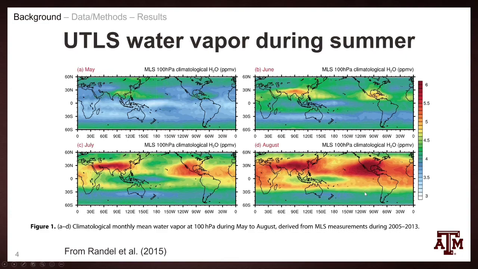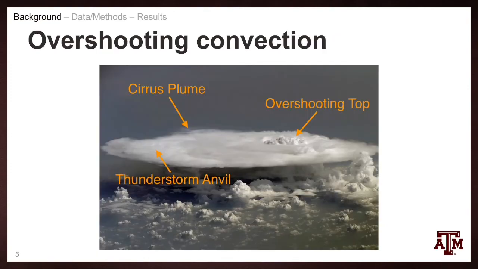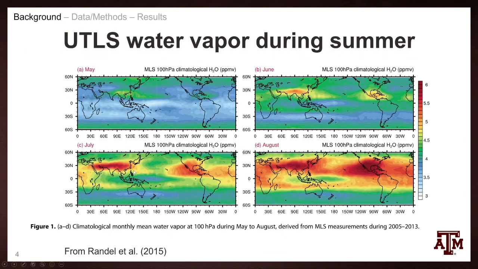So you can see that the anticyclones tend to contain air that is being moistened by overshooting convection. Overshooting convection is deep convection that reaches at or above the tropopause and has an overshooting top like this, and this is probably where the tropopause level is. In this picture you can also see cirrus plumes, which indicate that there's probably some water vapor being injected above the tropopause into the stratosphere. So this is most likely the reason that we see the high amounts of water vapor in these regions.